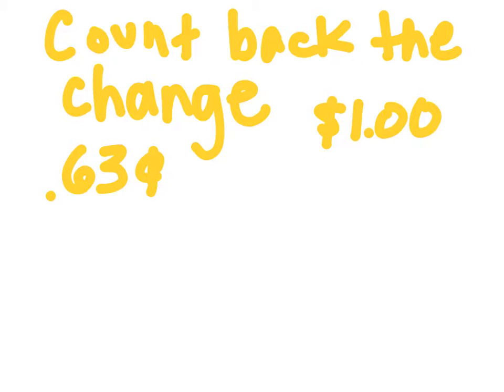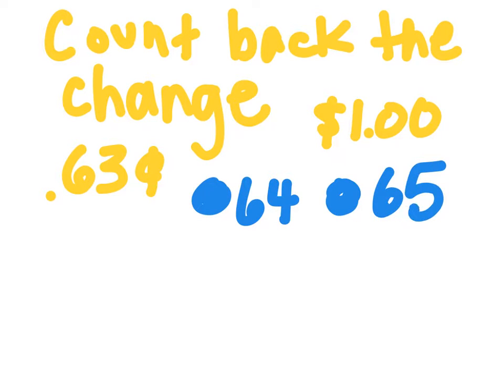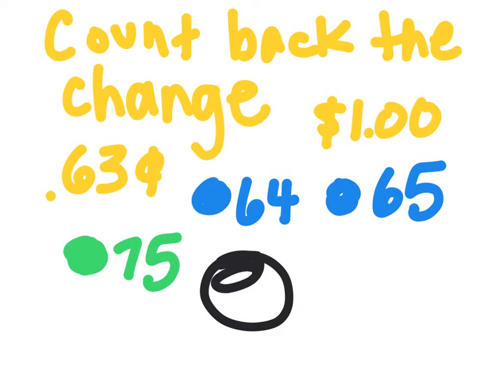Okay? And you would go using 2 pennies. So this is a penny. You would go 64. Another penny. 65. Now you would use a dime. And a dime is 10 cents. So 10 cents added to 65 cents would be 75 cents. And now you get a quarter.